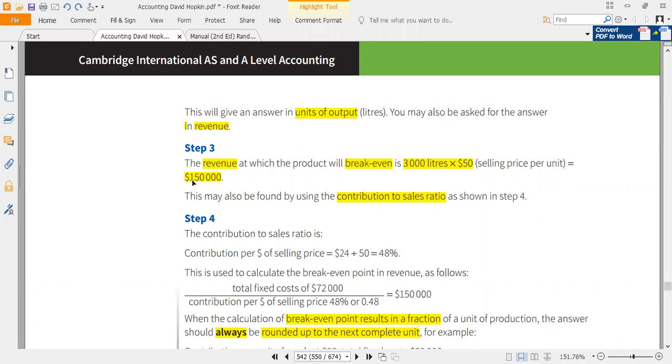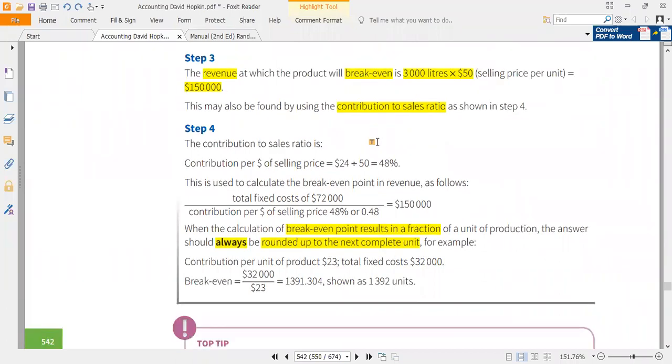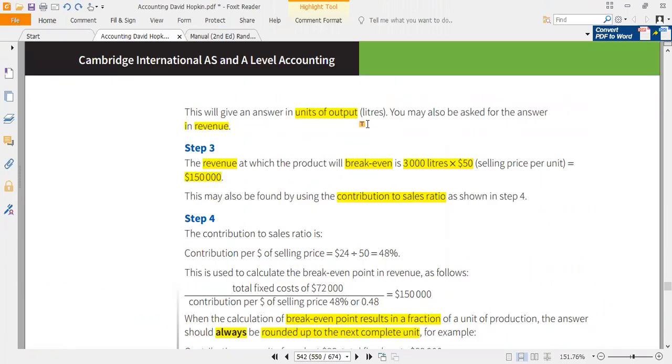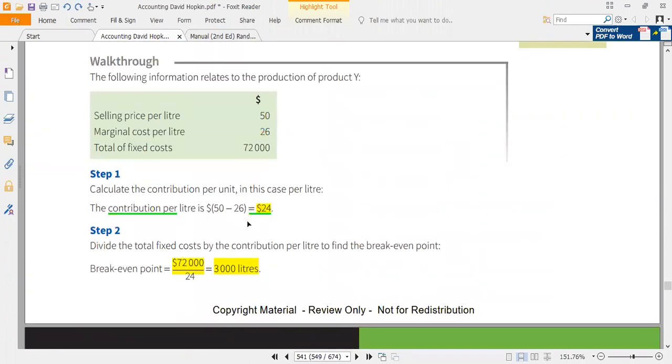This can also be calculated another way, directly, without calculating the per unit price and then multiplying. You can calculate by the contribution to sales ratio. What is that? Contribution is 50 minus 26, which is 24, and sales is 50. So the contribution is 24 and the selling price is 50.